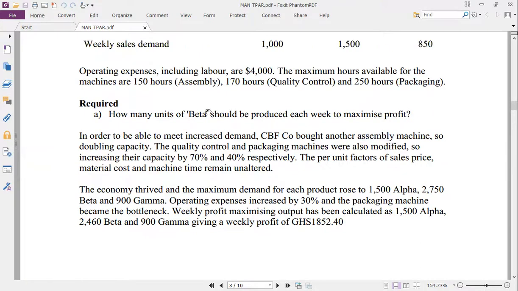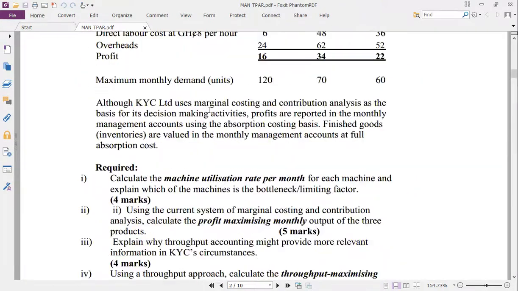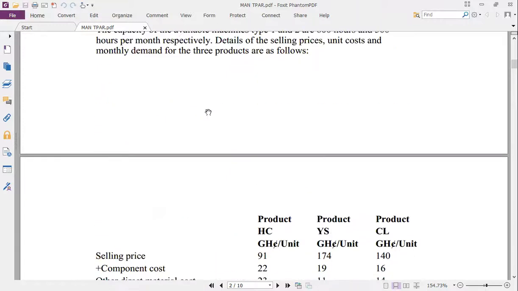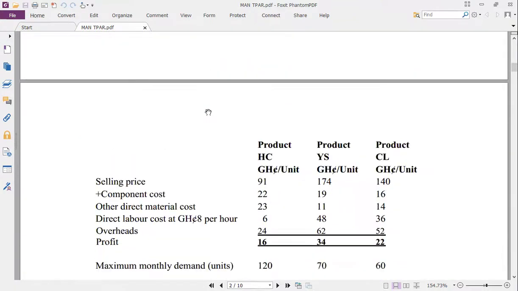Now let's go to question 3. That is the November 2018 past question. So question number 3. Here we are. KYC. As usual, I'll go to the requirement first to avoid deviation. So let's go to the requirement.